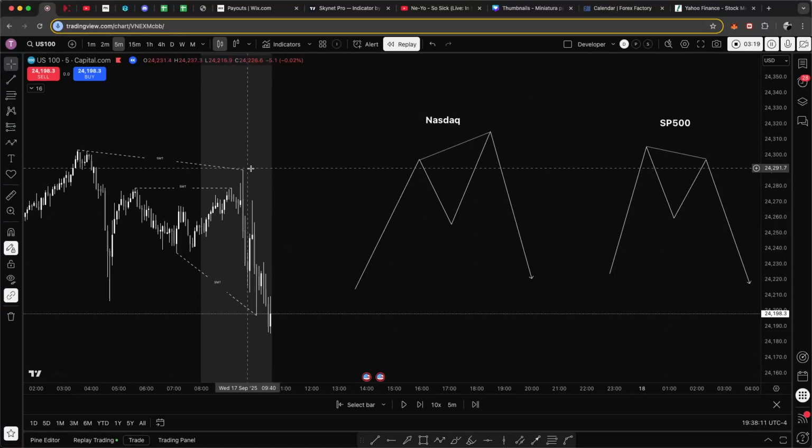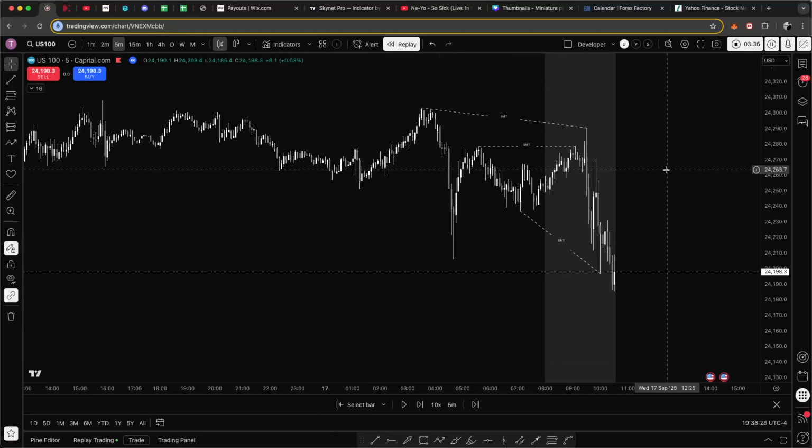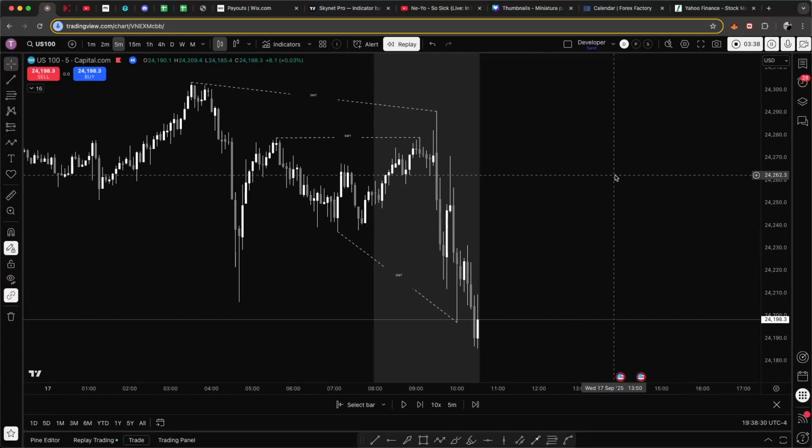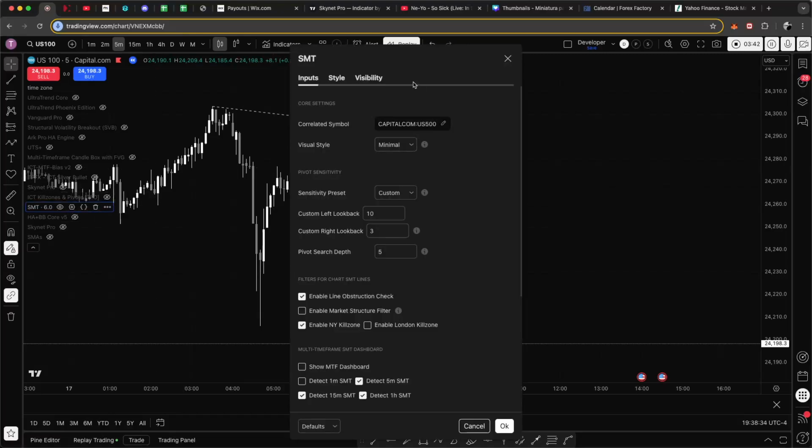Not just because I have the SMT does that mean that, oh my God, I'm going to enter right away because price is going to drop. No, that's not what I want you guys to do. That's not what I do. That's not what ICT does. So we are not going to do that. As you can see here, at the moment the indicator has detected a couple of divergences.